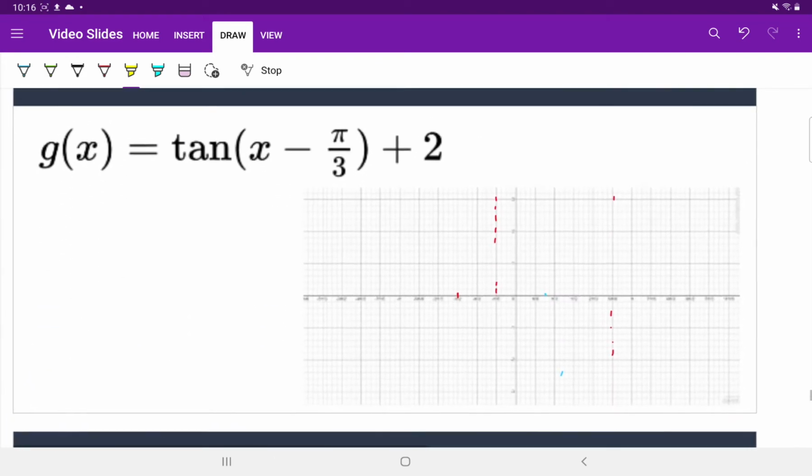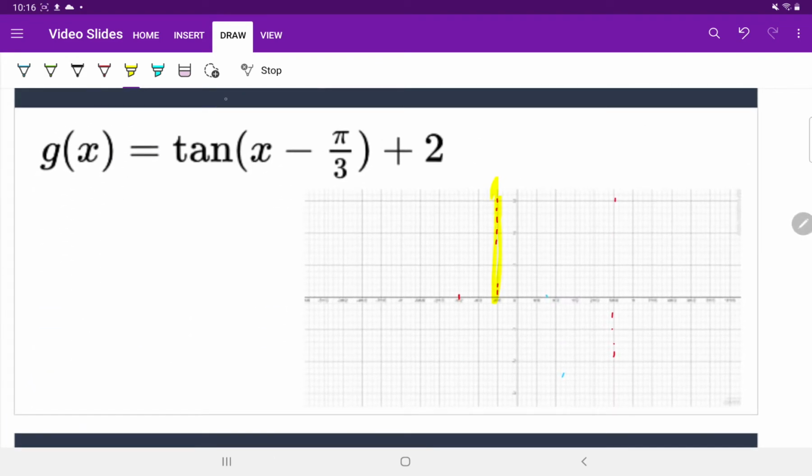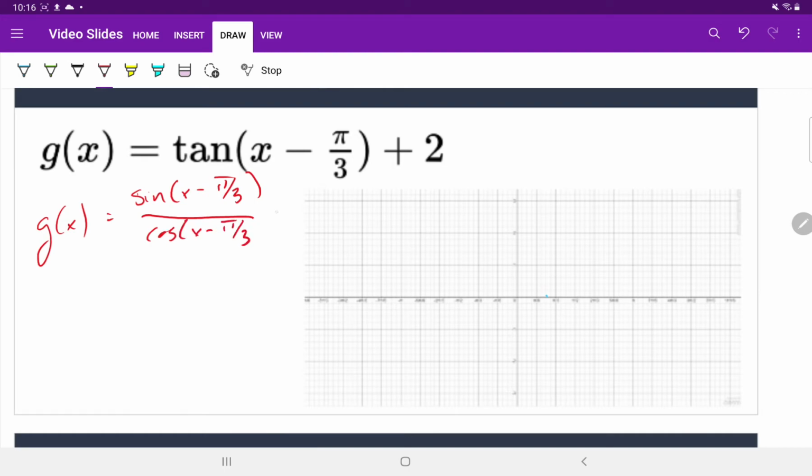So let's dive right in. You can see here I erased what we did in class, so let's take this one nice and slow. I'll start by graphing out the vertical asymptote. Tan of x minus pi thirds plus 2 is the same thing as sine of x minus pi thirds over cos of x minus pi thirds, plus 2. That's really what that is saying.